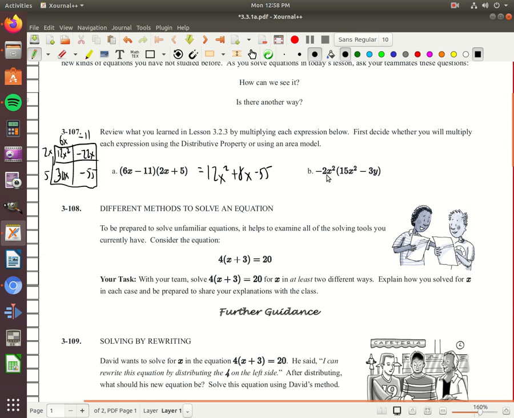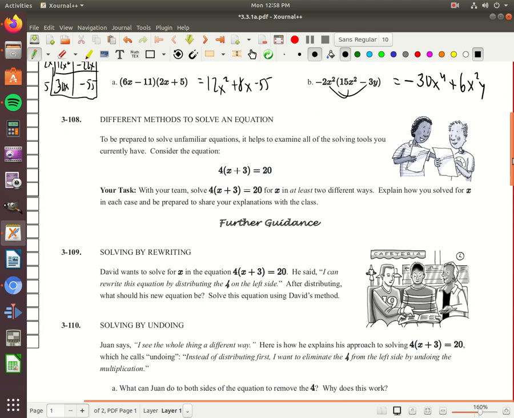On this one, again, they're saying it's a 1 by 2, so you may as well just distribute. A negative times a positive is negative. 2 times 15 is 30. 2 x's and 2 more x's is 4 x's. Here, a negative times a negative is positive. 2 times 3 is 6. 2 x's with a y will look like this.